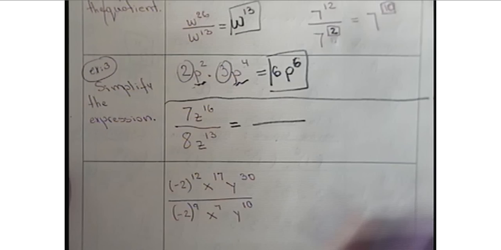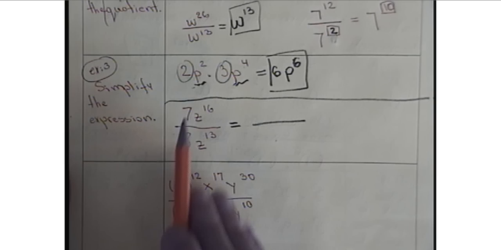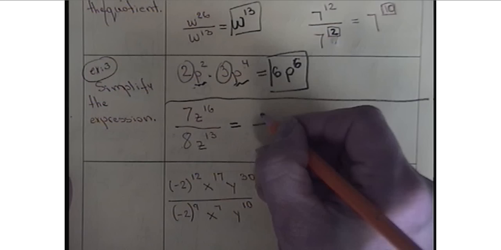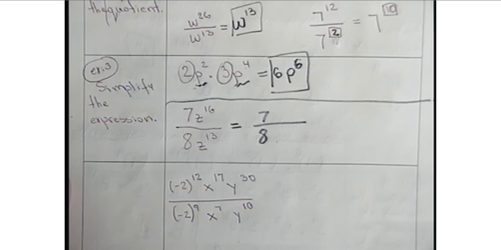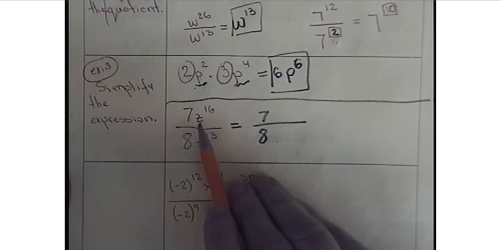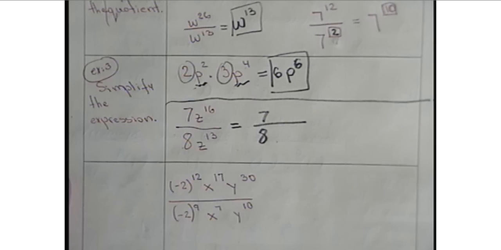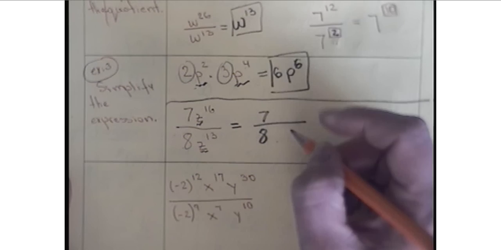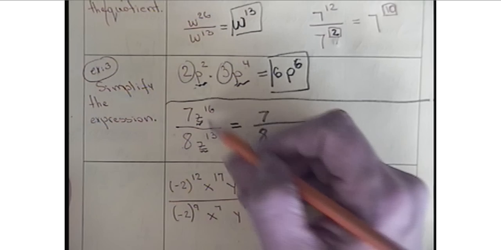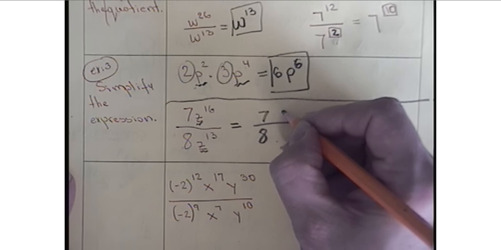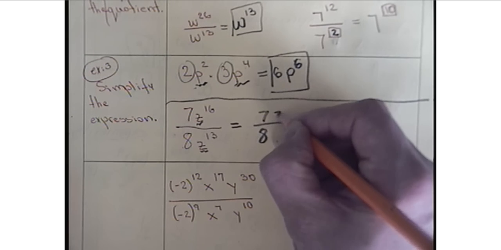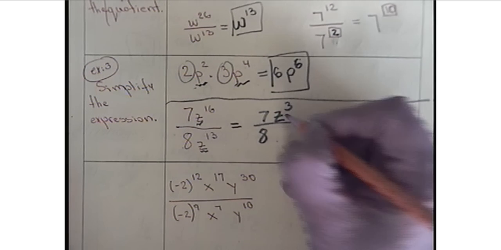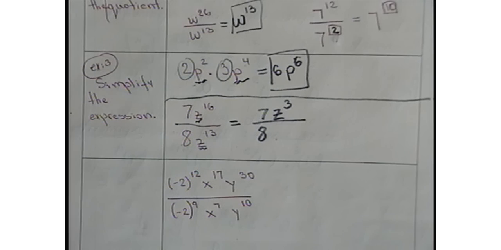Same thing, 7 and 8. We can't simplify those numbers, so I will just leave it like that, 7 and 8. Then we have z to the 16 over z to the 13. Now z on the bottom, z on the top. So this time, because 16 minus 13 is 3, and the answer stays on the top, we'll put z to the 3rd power, and that will be the final answer.